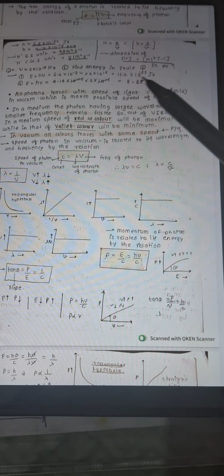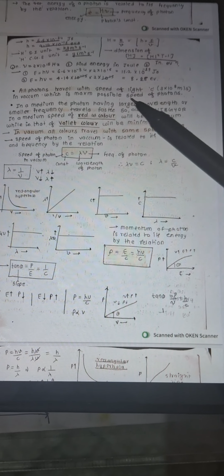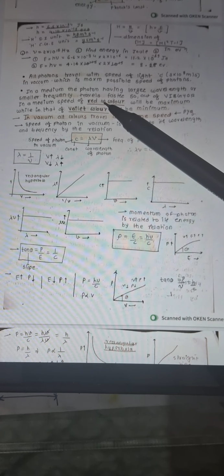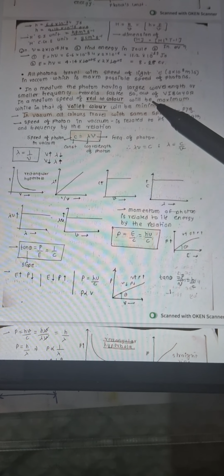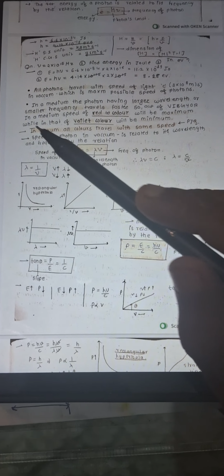Now there is a question: we are given the frequency and need to find the energy in joule. So energy is h into nu; substituting the value we get the energy, and in electron volt we get this energy. Next point: all photons travel with the speed of light in vacuum, which is the maximum possible speed. In a medium, photons having a large wavelength or smaller frequency travel faster. So in a medium, red travels fastest and violet travels slowest, whereas in vacuum all colors travel with the same speed. This has been asked in a PYQ.